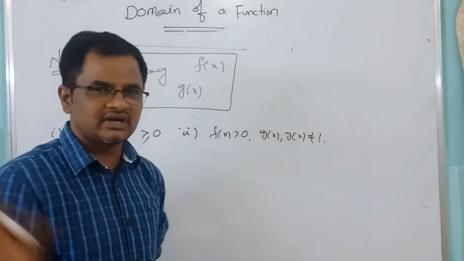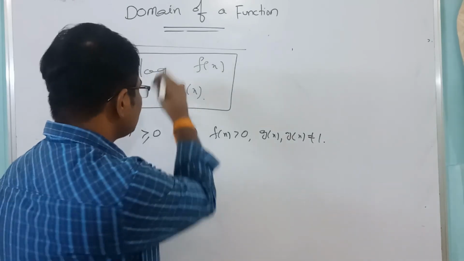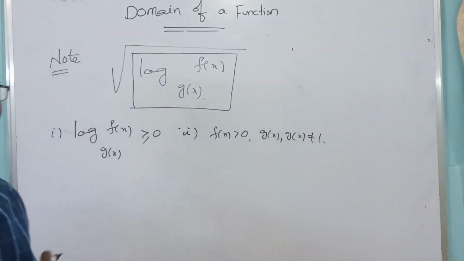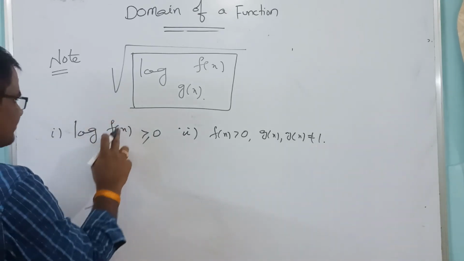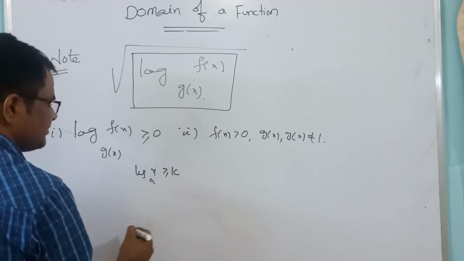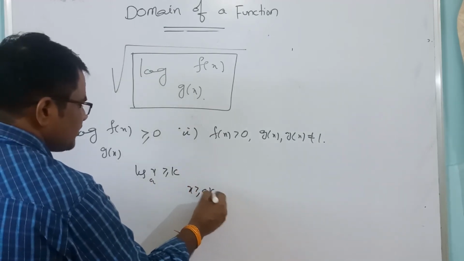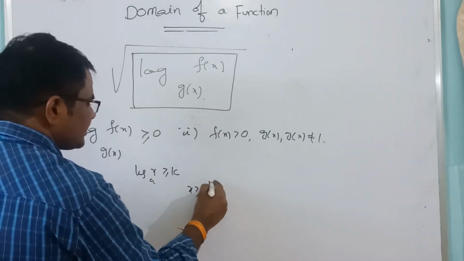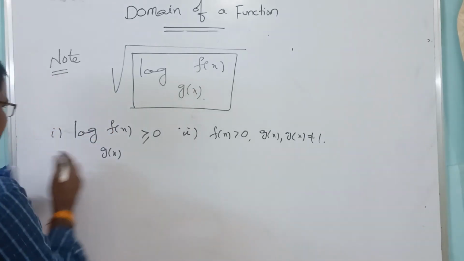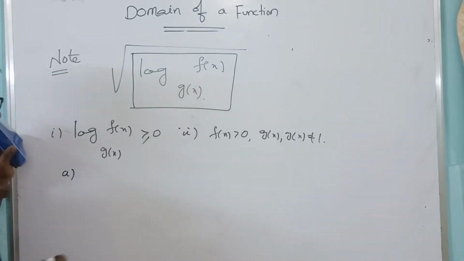So like this, some conditions we have taken according to the logarithmic function and under root values. Now see here, whenever log of x to the base a is greater than or equal to k, it means x is greater than or equal to a power k when a is greater than 1. So by that, again, we have to take two conditions here.